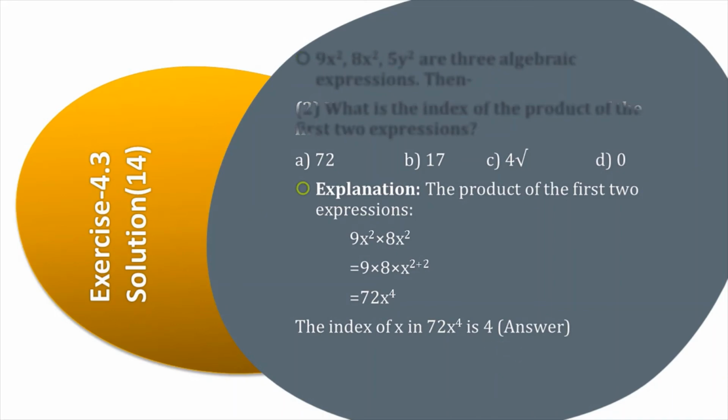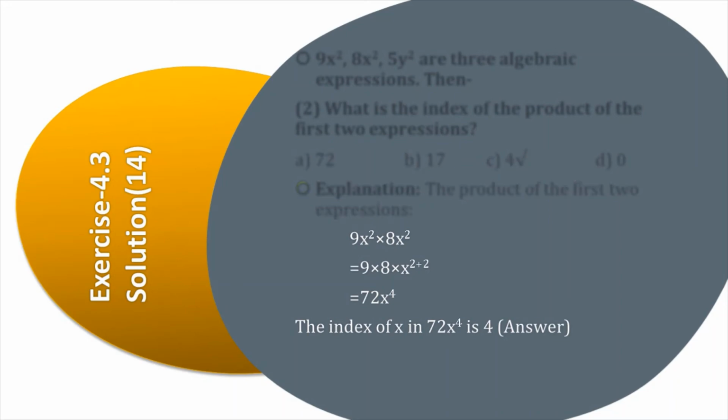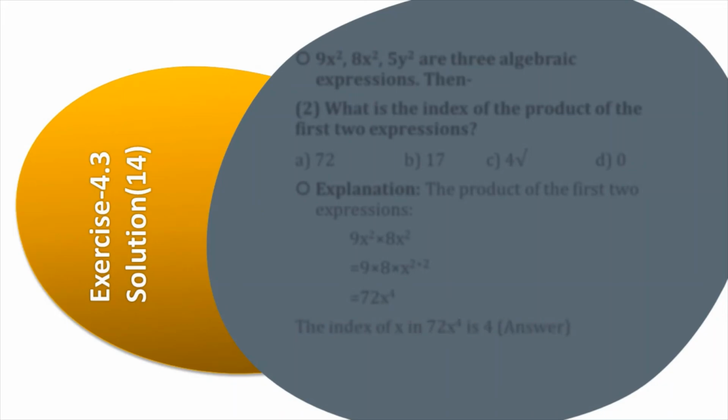So this is solution number 14, and as you can see, if we multiply the coefficients together, then we get 72, and the power is x to the power 2 plus 2, that would be x to the power 4. The index of x is 4.